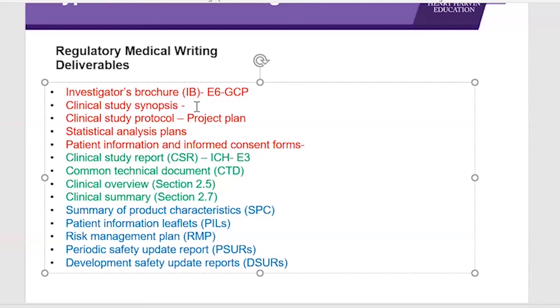Okay, so after the clinical study protocol, we have something called a statistical analysis plan. As we discussed, statistics is an important component of any clinical research, even preclinical, clinical, or post-market research. This document is basically written by a statistician, but the medical writer is involved in reviewing it or providing inputs. This is based on ICH E9. Clinical study protocol and synopsis are also based on E6.